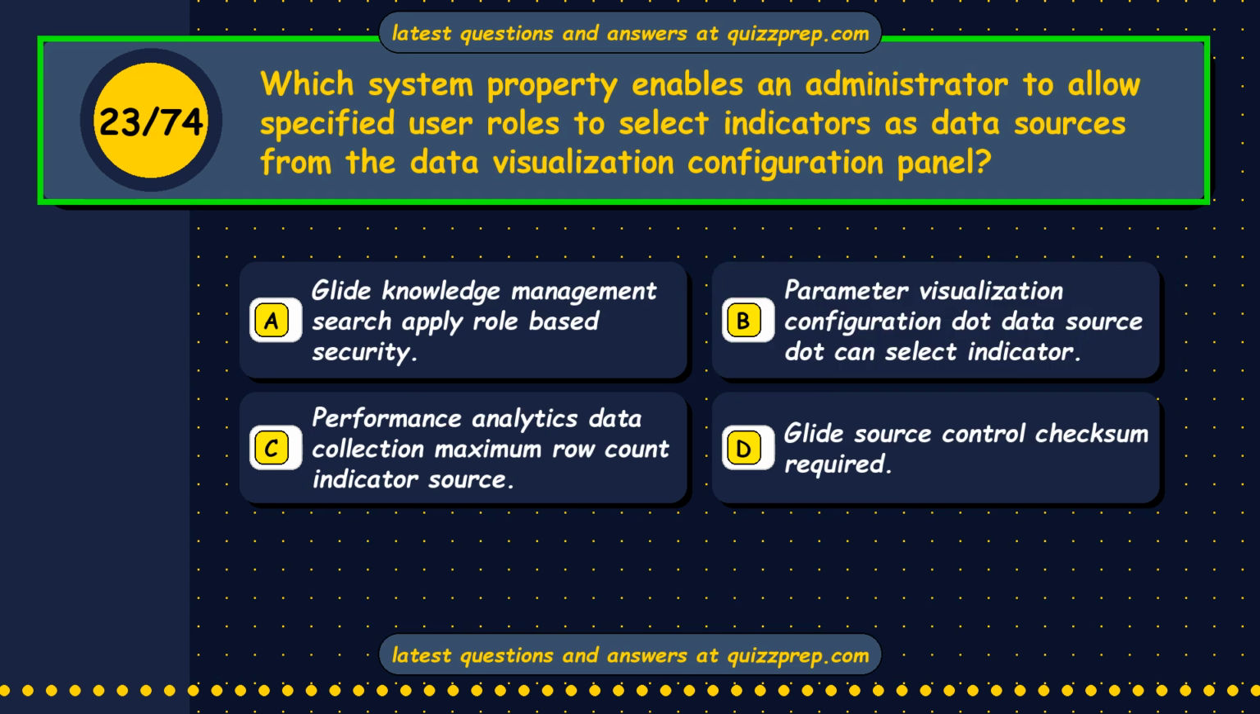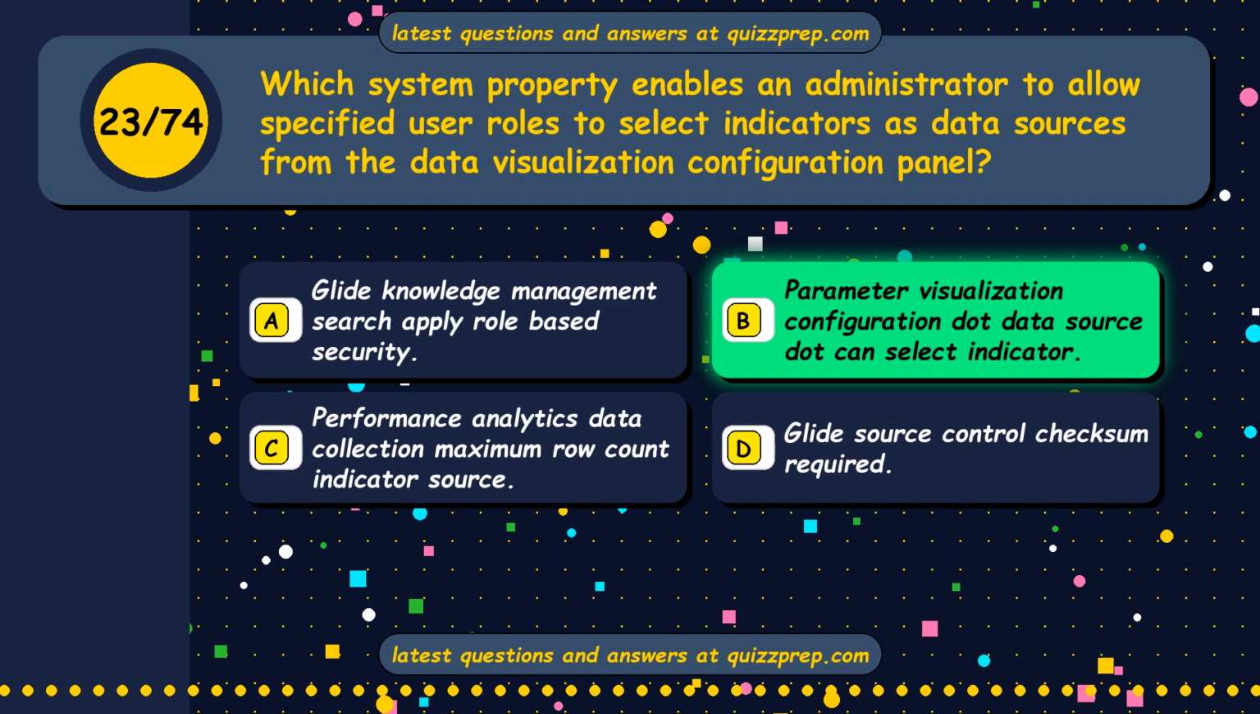Question 23. Which system property enables an administrator to allow specified user roles to select indicators as data sources from the Data Visualization Configuration panel? Option A. Glide Knowledge Management Search Apply Role-Based Security. Option B. Parameter Visualization Configuration.DataSource.Can Select Indicator. Option C. Performance Analytics Data Collection Maximum Row Count Indicator Source. Option D. Glide Source Control Checksum Required.